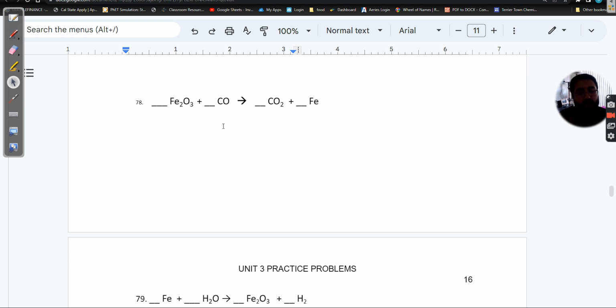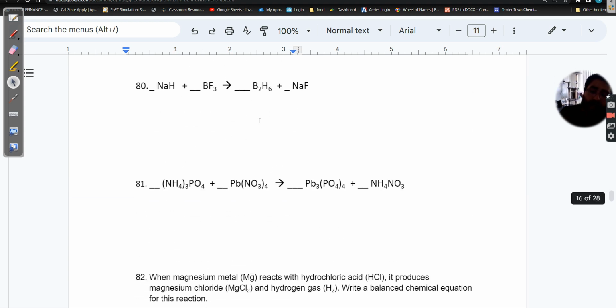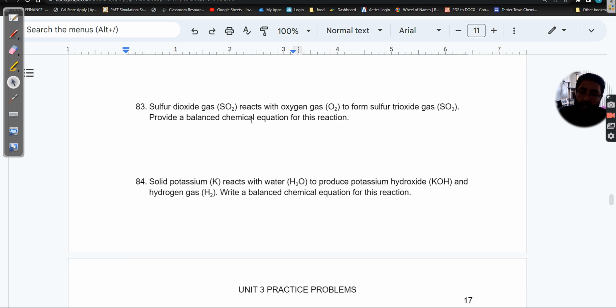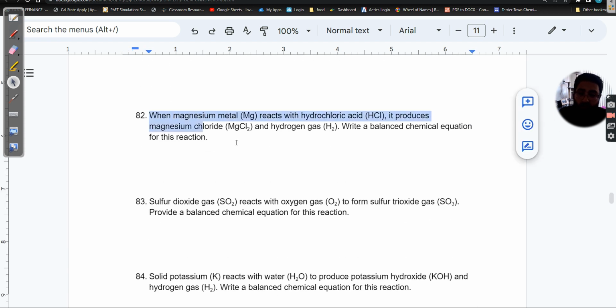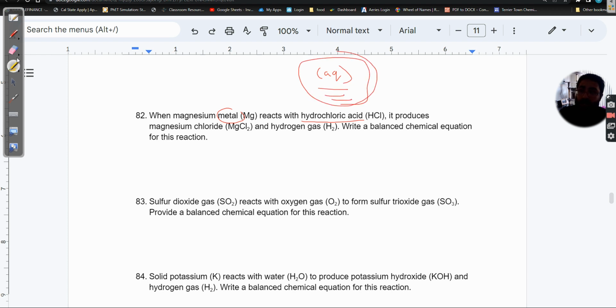Some of you sometimes get tunnel vision, so if that happens, I recommend you skip the problem and come back to it. All right. One thing I want to talk about is the bottom before I go, is you're going to have to read these formulas and write down balanced chemical equations. So when magnesium metal reacts, well, metal, what state of matter do you think that is? Hydrochloric acid. Every single acid is dissolved in water. When something is dissolved in water, what state of matter is it? It starts with an AQ and it rhymes with aqueous.